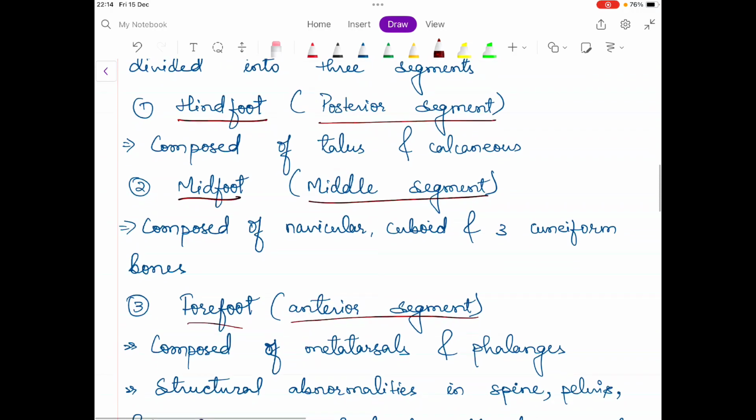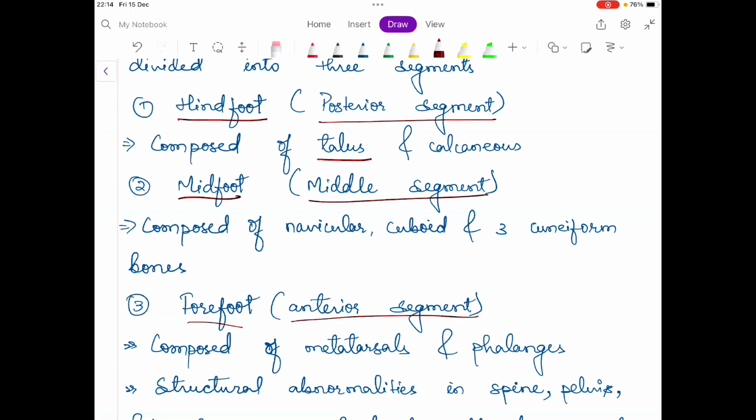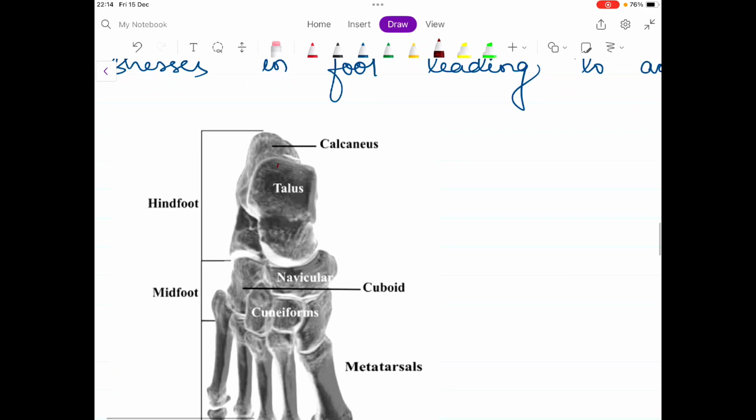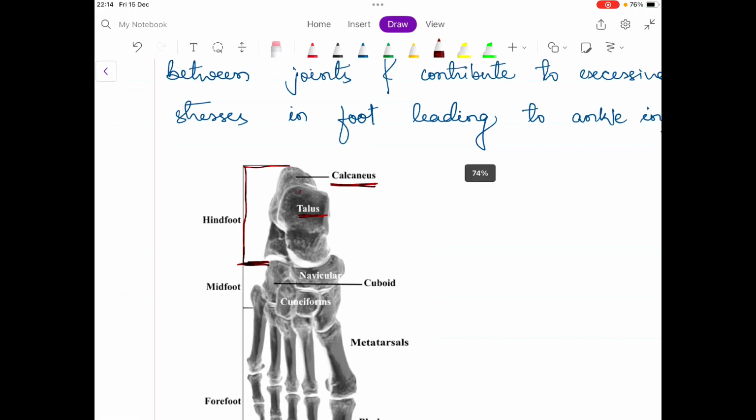If you talk about the hindfoot, it is composed of the talus and the calcaneus. Here, as you can see in this diagram, this one is the talus bone and this one is the calcaneus bone. So the hindfoot covers this much area and it covers the calcaneus bone and the talus bone, which is your heel bone.